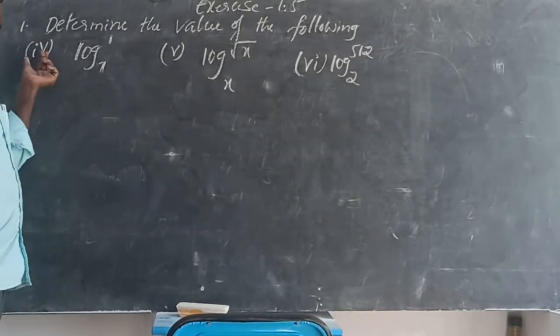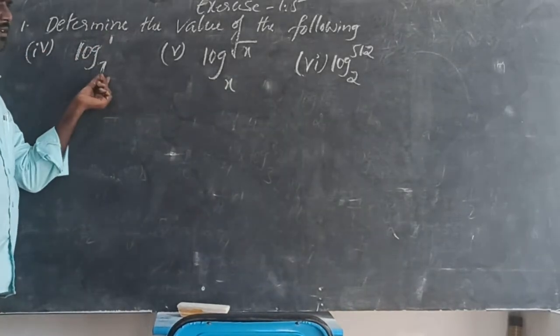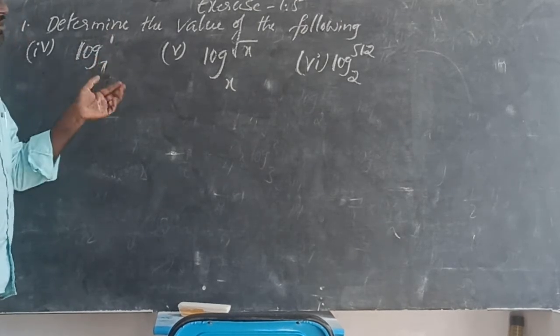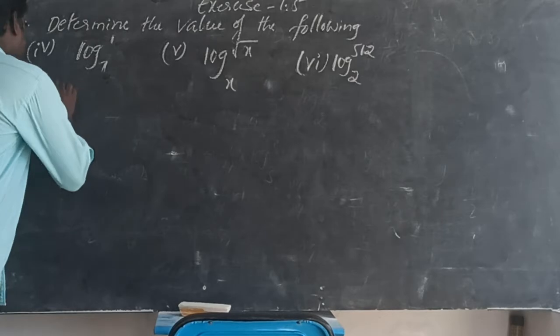Next one. Log 1 base 7. Log 1 with any base, its value is 0. So log 1 base 7, how much? 0.